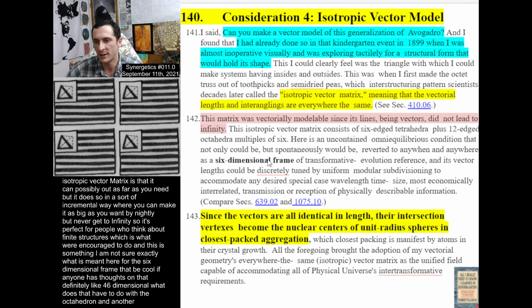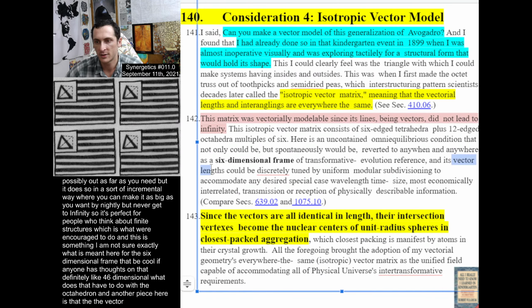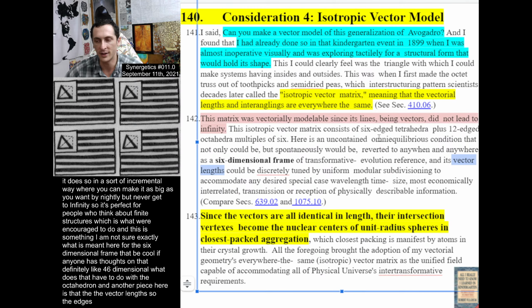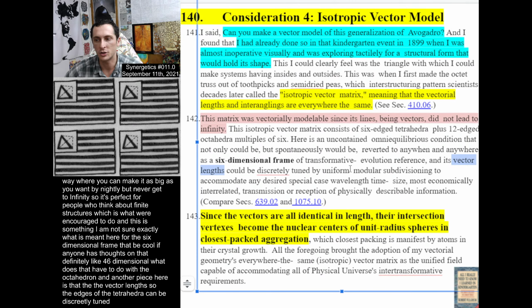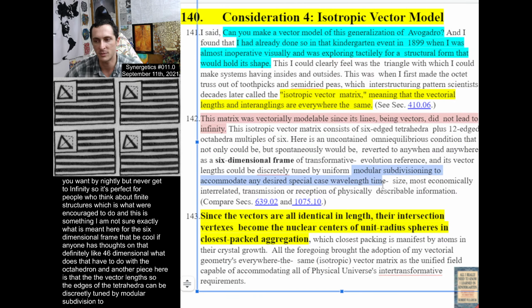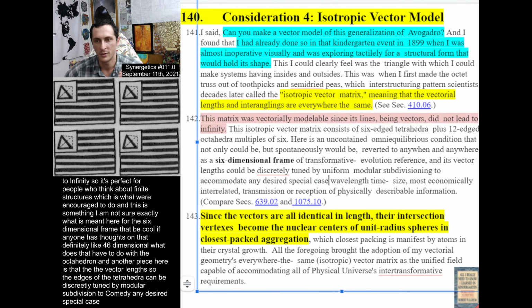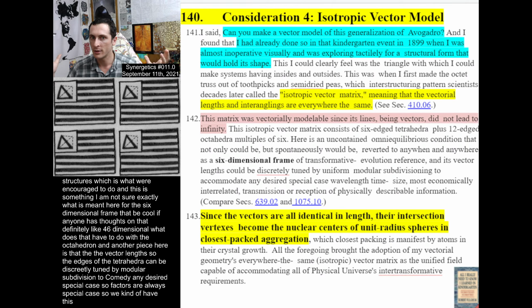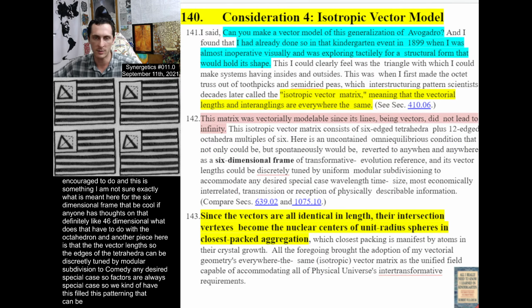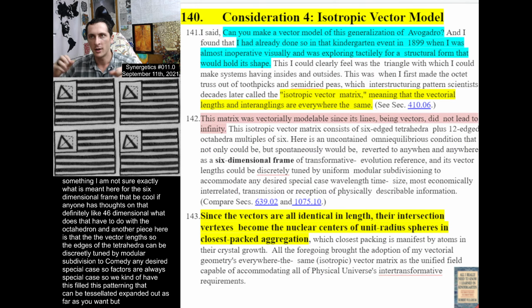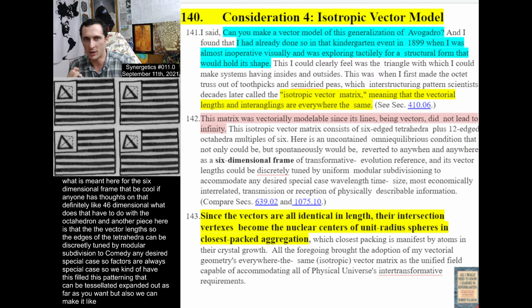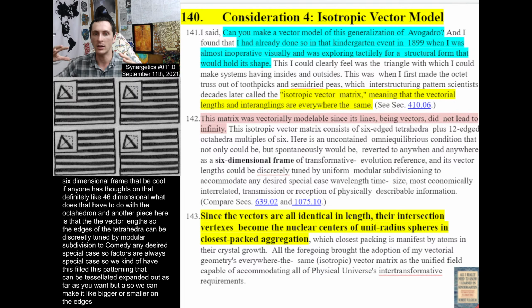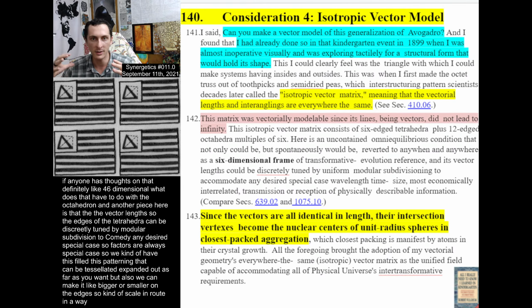And another piece here is that the vector lengths, so the edges of the tetrahedra, can be discretely tuned by modular subdivisioning to accommodate any desired special case. So vectors are always special case. So we kind of have this field, this patterning that can be tessellated out, expanded out as far as we want, but also we can make it bigger or smaller on the edges. So kind of scale it in or out in a way that's continuous.